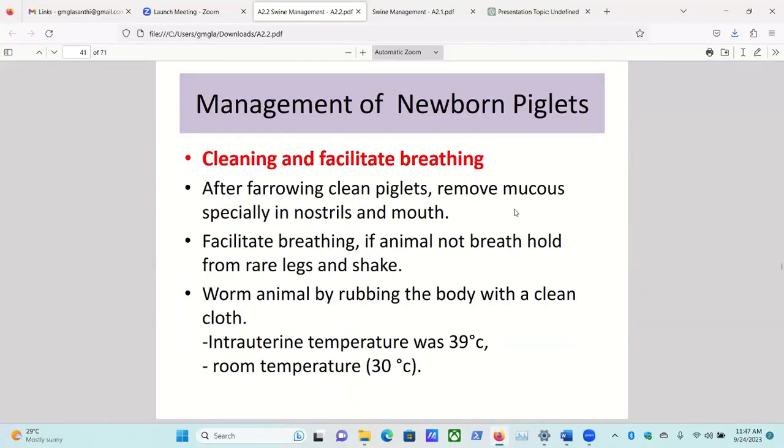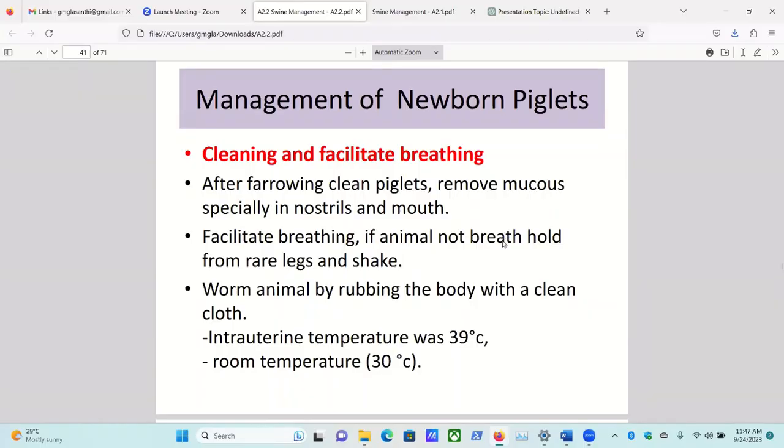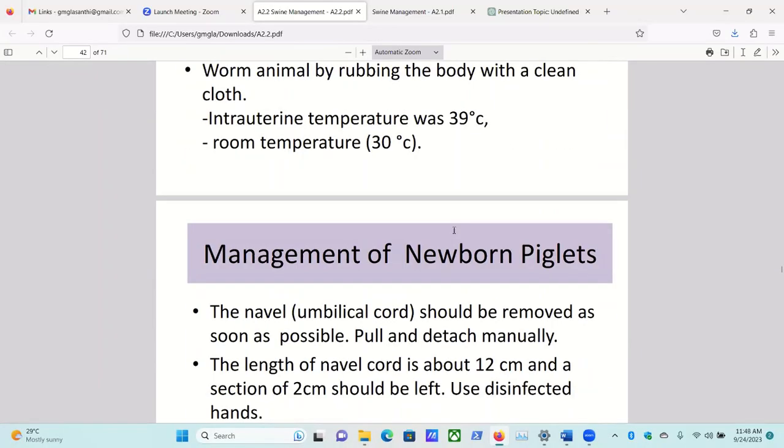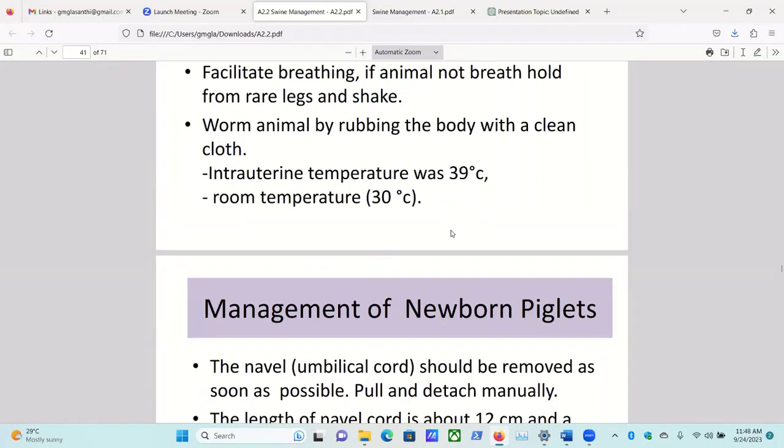First one is cleaning and facilitating breathing. So after farrowing, the newborn piglets are coming out and their nostrils are filled with mucus. Immediately, we have to clean the nostrils and facilitate breathing. If the animal is not breathing, we have to hold him by the rear legs and shake for a while. Since the mucus layer is there on his body, we have to warm the animal by rubbing the body with a clean cloth.